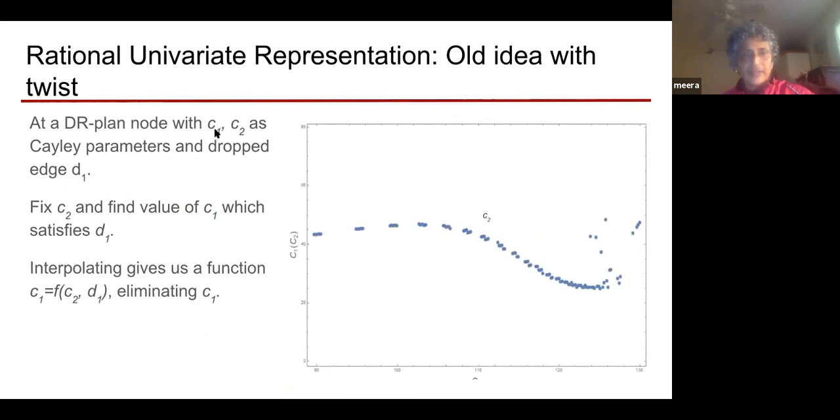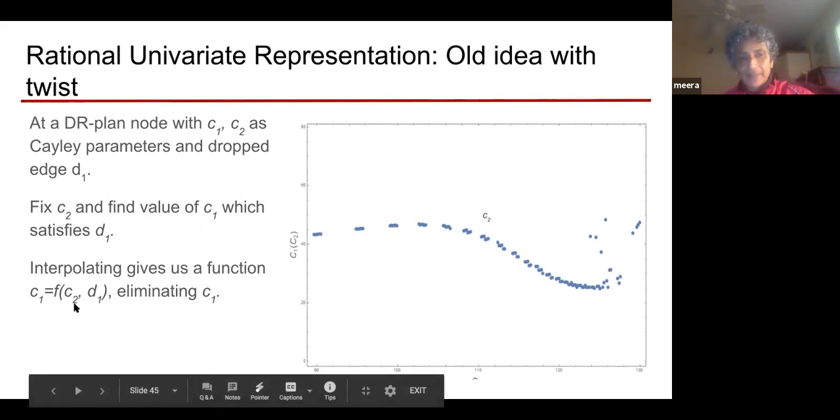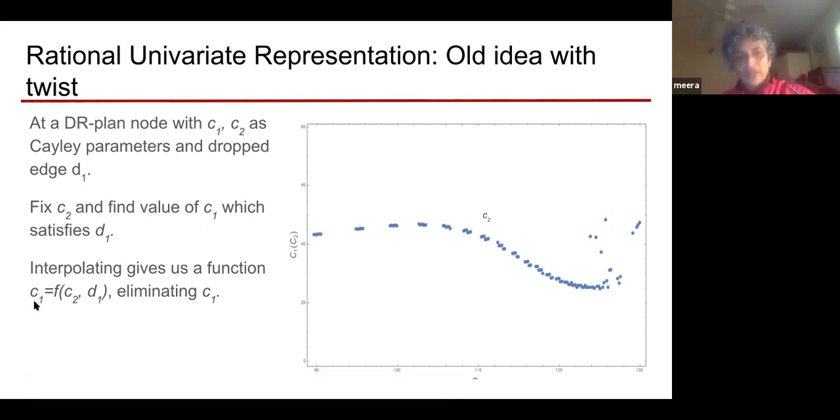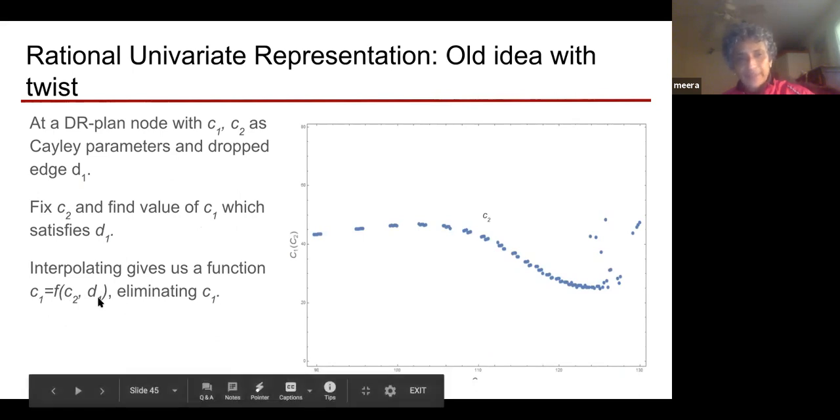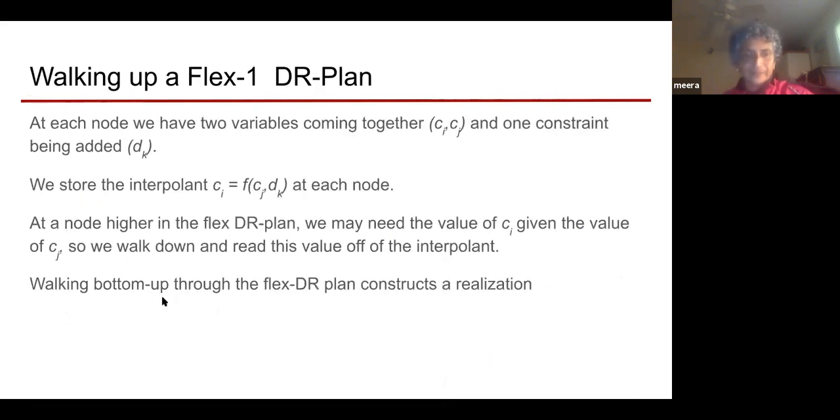So if you have C1 and C2, you fix one of them and find the value of the other one, which satisfies the length of the dropped edge. So this gives us a function of one variable, one of these Cayley parameters as a function of the other Cayley parameter. And then finally, when you have the remaining dropped edge, you would now use a search through all the values of C1 and C2, but now you have C1 as a function of C2. So you're just always solving a univariate system at any given stage.